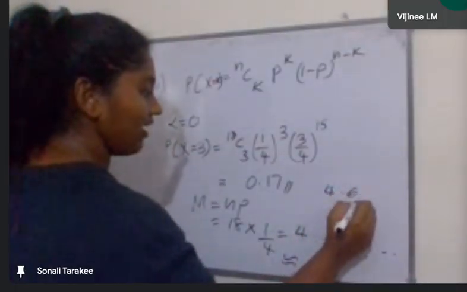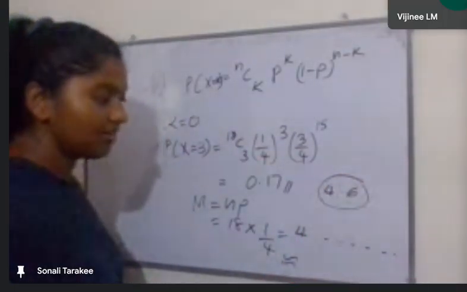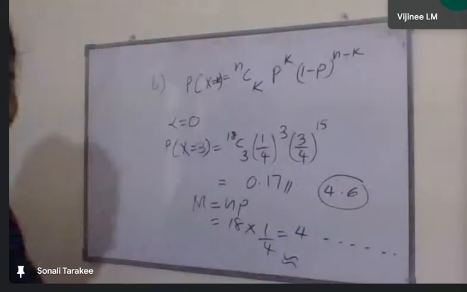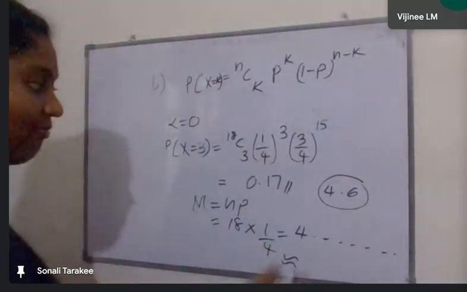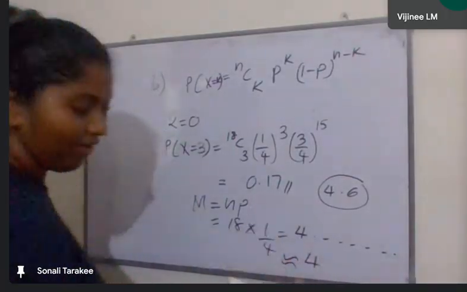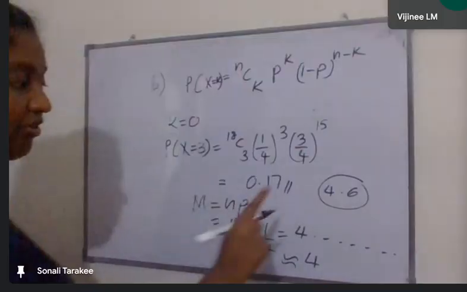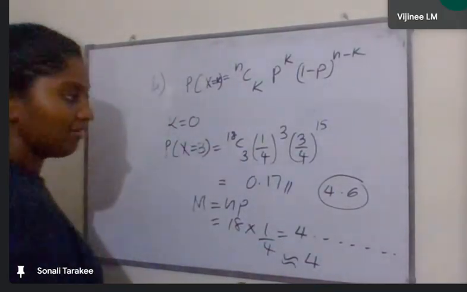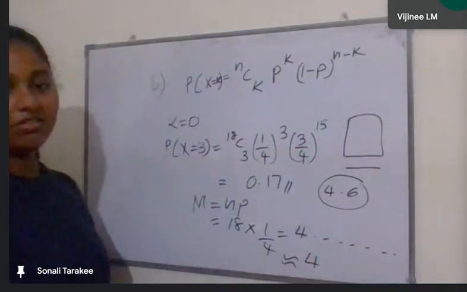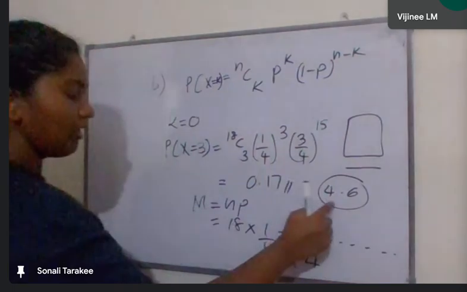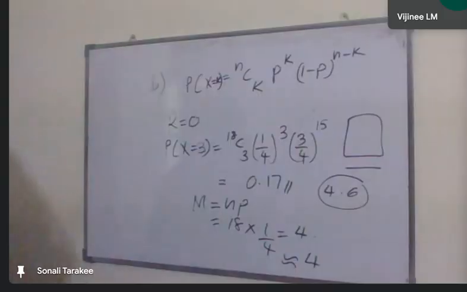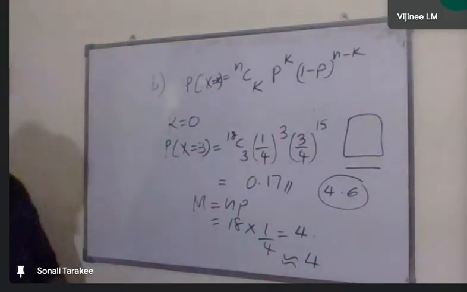Now, the question is about the number of questions, so they can't be decimals. If we have 4.6, that means we should go for 4, not 5. We can't round it off to the bigger value because of the question. So if we have a value like 4.6, I think definitely the value is something like that. Let me check.